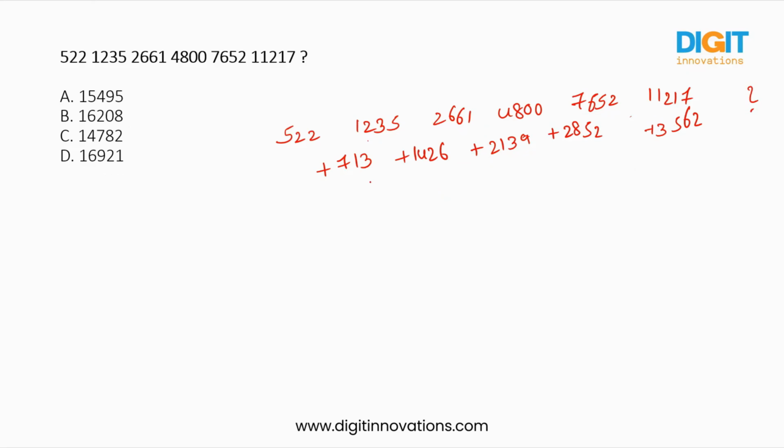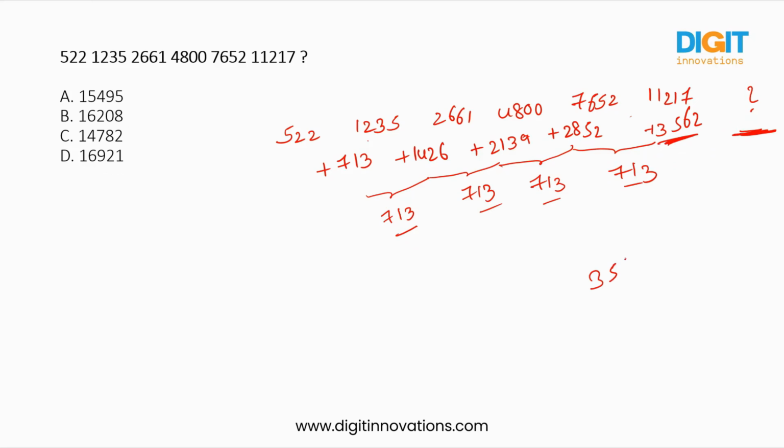So let us add with these values also. For these two, 713 is being added. And for these two also, 713 is being added. For these two also, 713 is being added. And for the next value also, 713 would be added. You see the pattern here: 713, 713, 713 is being added to the upper number, right? So for this number also, 713 would be added.